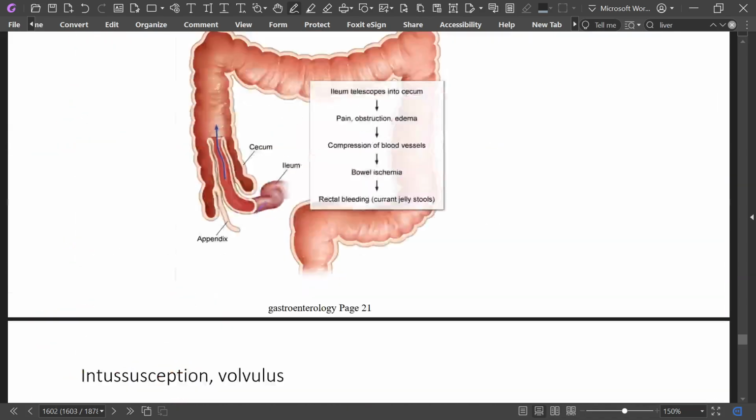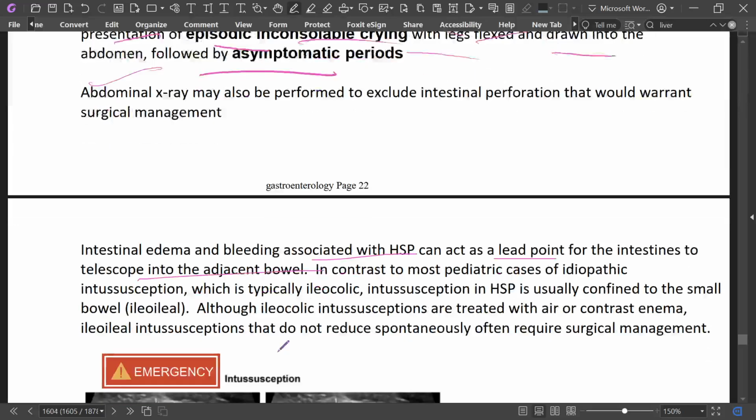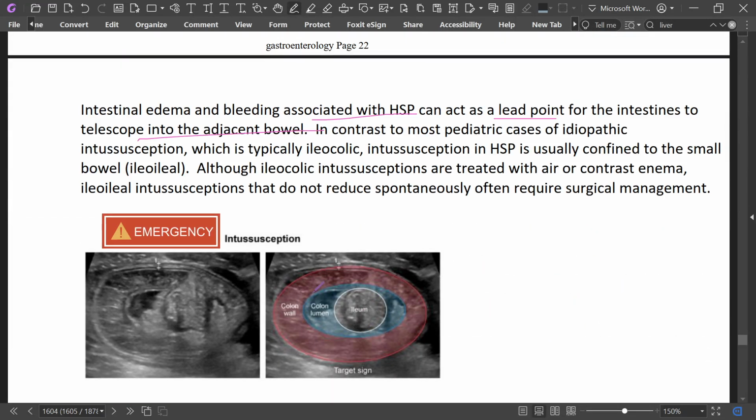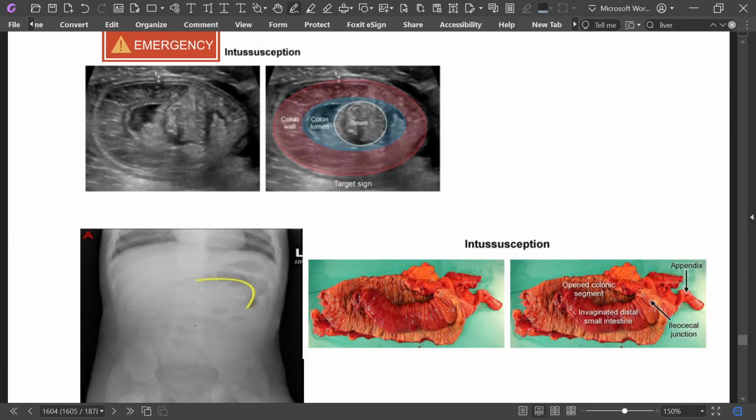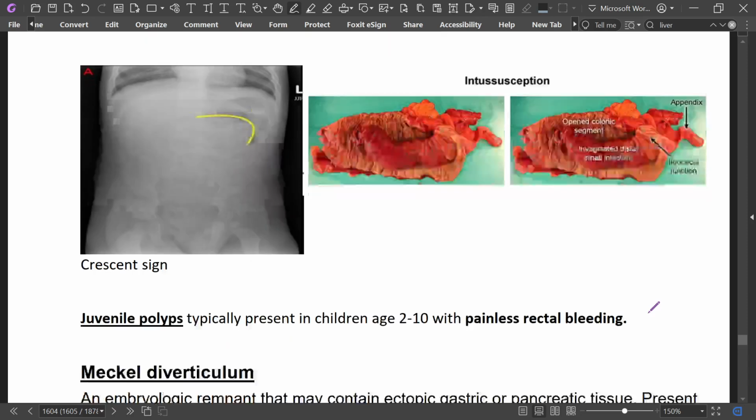According to this, the ileum telescopes into the cecum. Here, this ileum telescopes into the colon wall or cecum. This is the target. This is the crescentic sign in the right upper quadrant. This is intussusception in histology. Appendix, ileocecal junction.